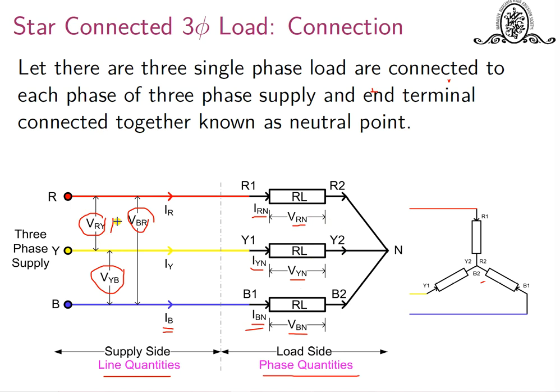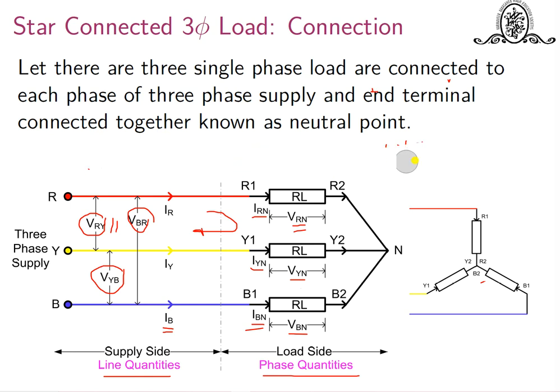So we cannot say that the line voltages are equal to the phase voltages in a star connection, because VRY is the sum of VRN and VNY. If we apply KVL in this loop, you will observe that VRY voltage is equal to VRN voltage plus VNY voltage. So we can say that the line side values of the voltages are not equal to the phase side values of the voltages.